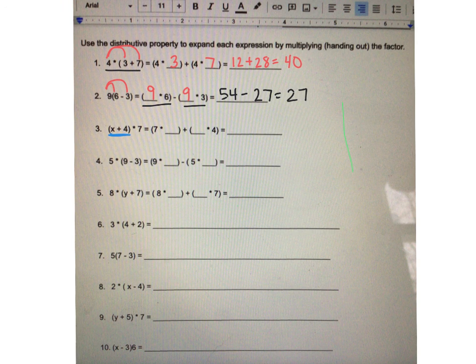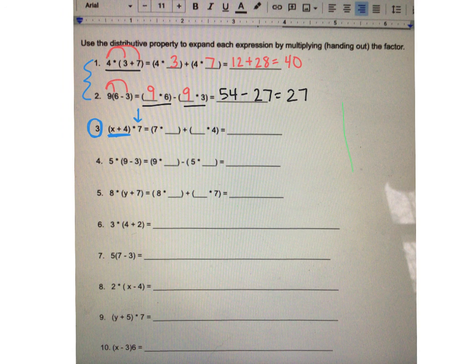So these are the specific situations where we have to use a distributive property. Here, we didn't really need to. We could have used order of operations. This one we have to because there's actually a variable in there. I can't add 4 to an unknown number. So because I can't do that, I have to take this 7 that's outside my parentheses and I have to hand it out.